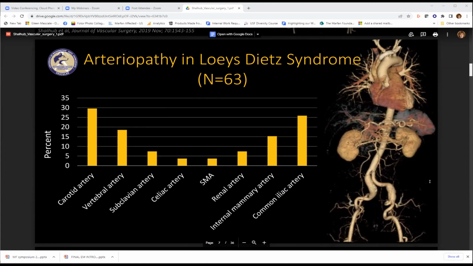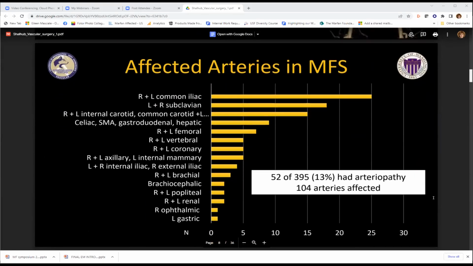Next slide. We also asked the question about how often do we see this in Marfan syndrome, because classically, the classic teaching is that Marfan syndrome only affects the ascending aorta or the aortic root specifically, but we know better, and we know now that it can affect any part of the arteries. So on almost 400 individuals with Marfan syndrome at the University of Washington experience, you can see that 13% had affected arteries, and this was 104 arteries in 52 individuals. So again, each person can have one or more artery that is affected.